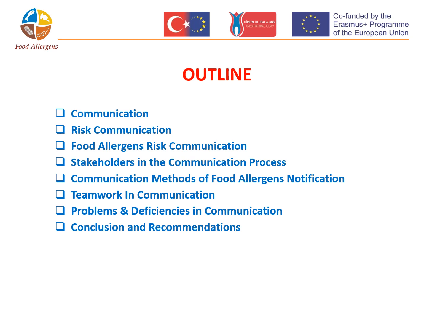First of all, we will give general information about communication and communication types. Then we will talk about risk communication in food allergen risks communication. Afterward, the stakeholders in the communication process will be defined and their responsibilities will be discussed. Later on, the notification method of 14 food allergens that must be declared as allergens according to EU laws will be explained to the consumers.